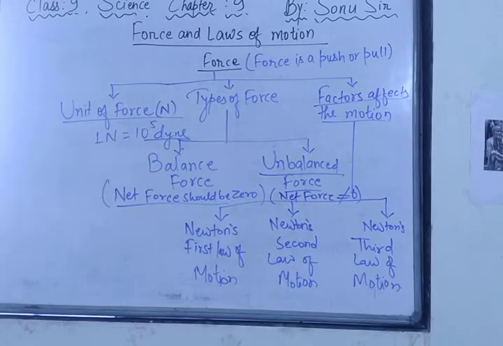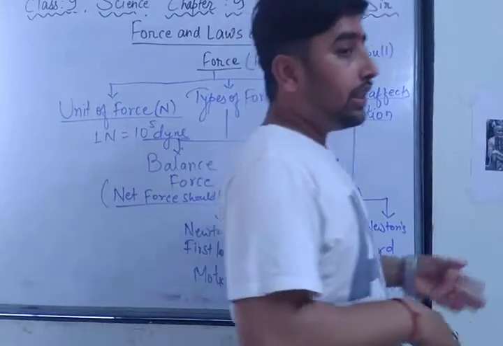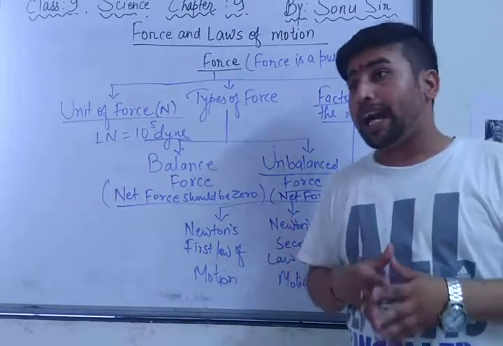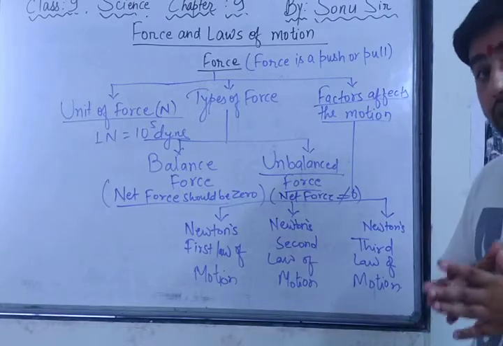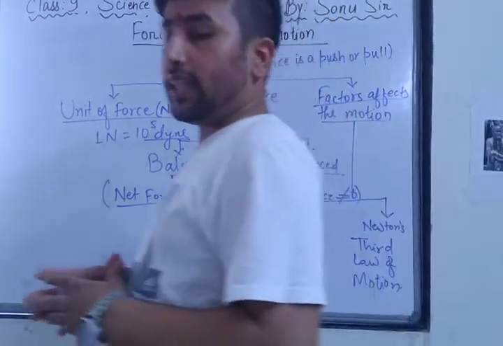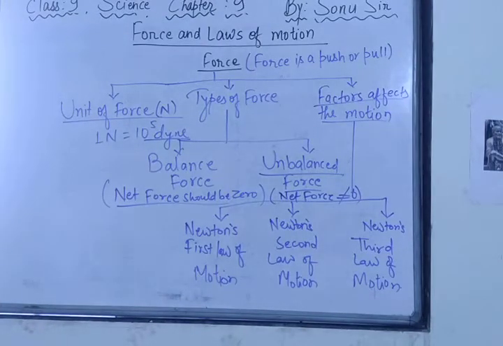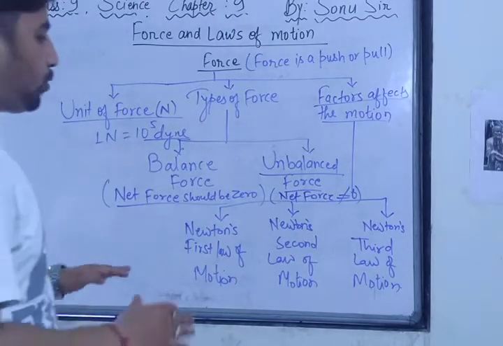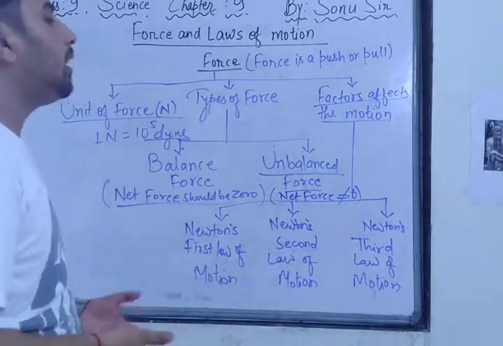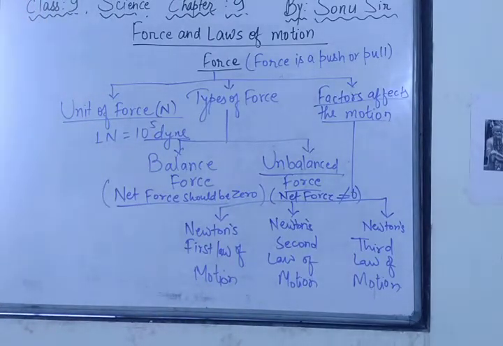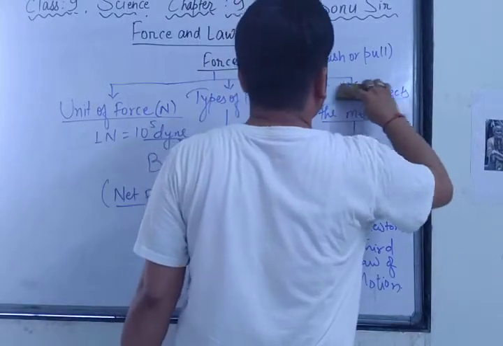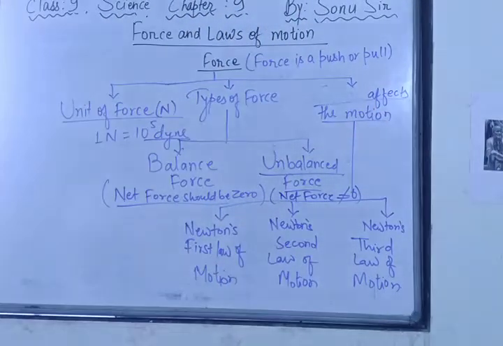See, first of all, if I ask you when an object is said to be in motion, you will say that if any force is applied on an object, then only that object will be in motion. So the factor that affects motion is force. Force in a certain direction can lead to a change in motion. It means if you apply any type of force on any object in any direction, that object will be in motion. So you can say that force affects the motion. Here I can write: force affects the motion.